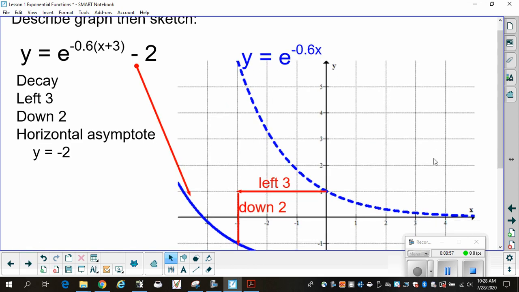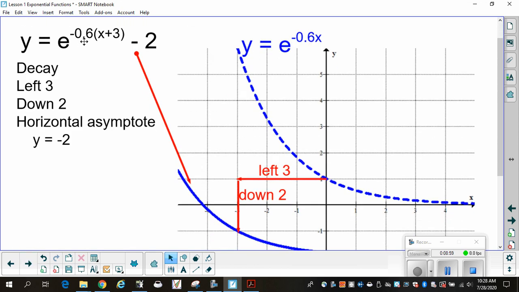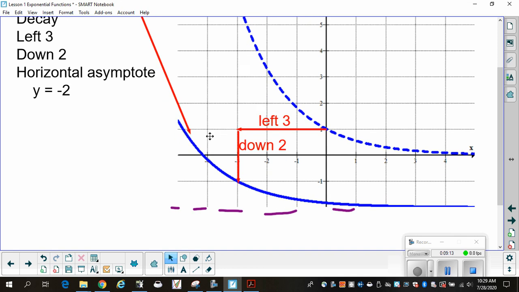Now, it's just a couple of pictures. This is going to be down left to right. It's going to move to the left 3, and it's going to go down 2. So I know my horizontal asymptote is y equals negative 2. So I simply go left 3, down 2. Here's my horizontal asymptote. Boom. Draw my curve.